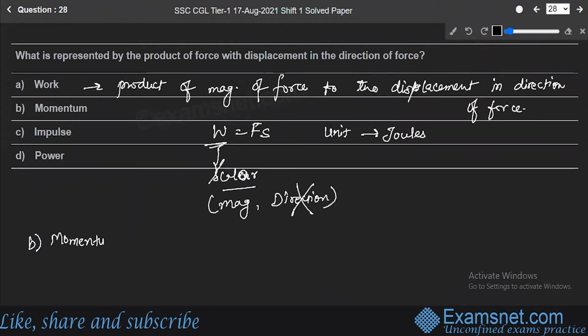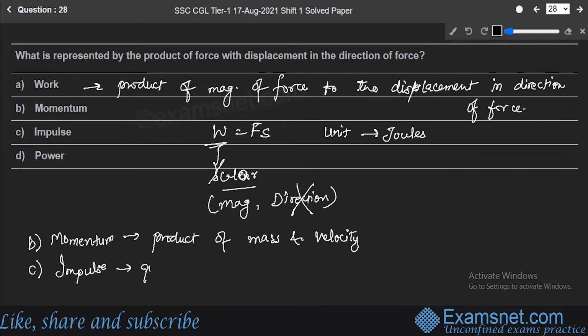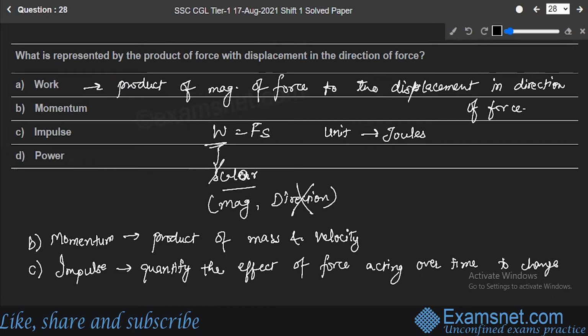Momentum is the product of the mass of a particle and its velocity. The next one is impulse. It's a term used to quantify the effect of force acting over time to change the momentum of an object.